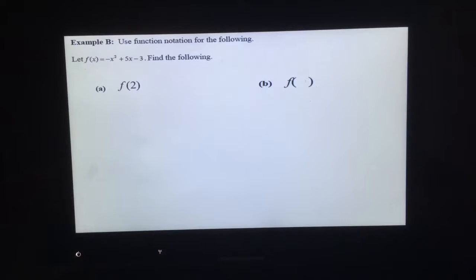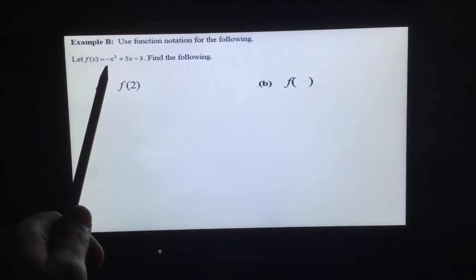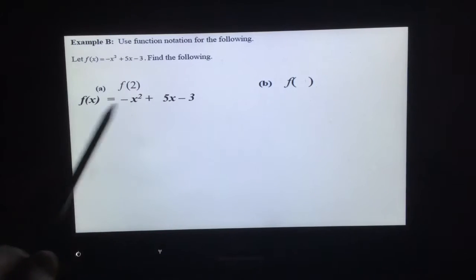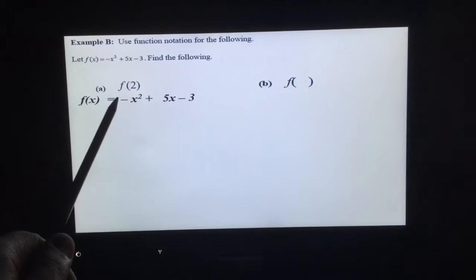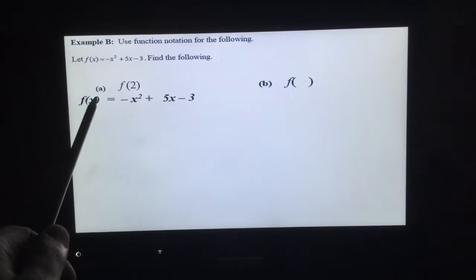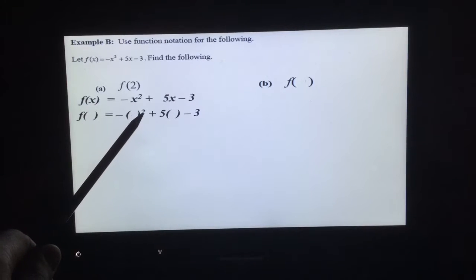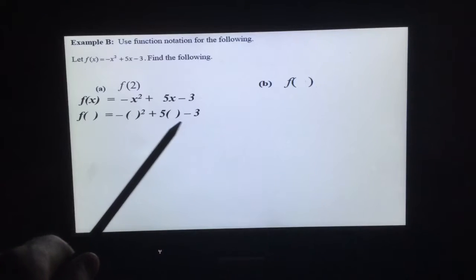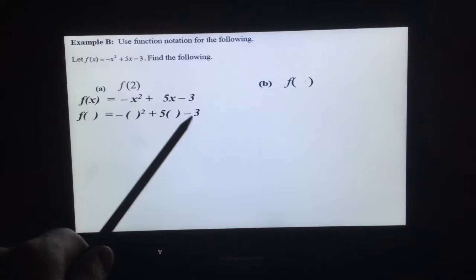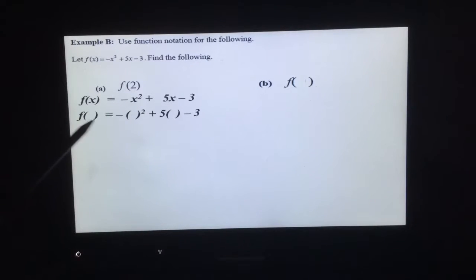All right, so here we go. In example B, it says use function notation for the following function. Now over here we have a function f of x equals negative x squared plus 5x minus 3. So there's the function right there. So I rewrote it under the f of 2. Now what we're going to do again is change these x's, and this time we have 3. We're going to change these x's to parentheses. So over here you're going to have f of parentheses equals negative parentheses squared plus 5 parentheses minus 3. You need to write it with parentheses first before you start putting anything in, because you want to make sure that there's no x's there. And as you can see, I have no x's here. Now I can go ahead and put what I want x to be, which is that 2 right there. So let's go ahead and put the 2 right here, and right here.